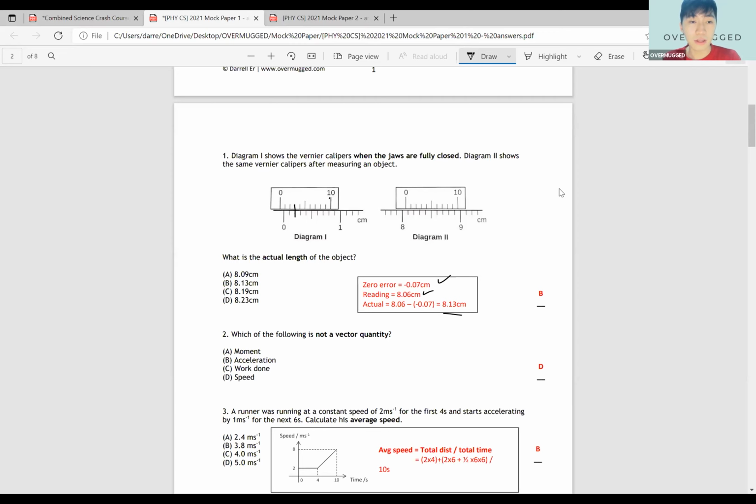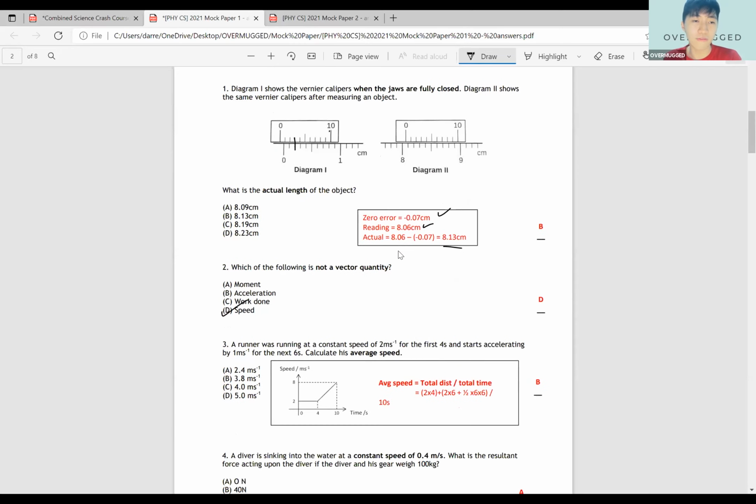Okay, in question two, which of these is not a vector quantity? Speed is not a vector quantity. Speed is a scalar quantity because speed does not take into account the direction. It only cares about magnitude.